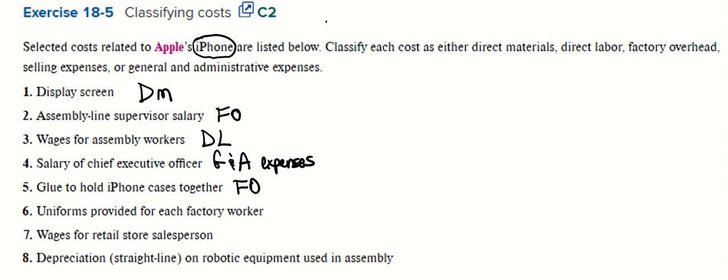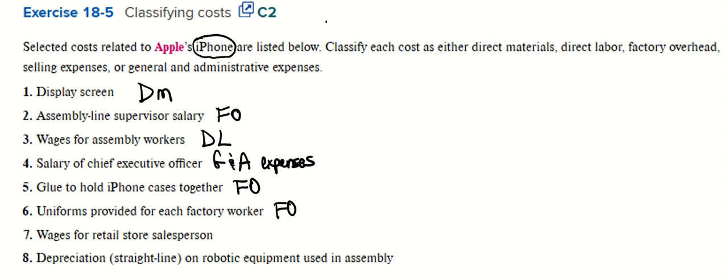Number 6, you've got uniforms provided for each factory worker. That's also going to be factory overhead, so FO. Uniforms are just clothes. So it's not going to be a direct material, because it's not a material used to produce the phone or the product. Instead, these are uniforms the workers wear to work in. It's an indirect cost because the workers need some type of uniform, maybe required for them to be in the factory and do their jobs. So it is going to be overhead, specifically factory overhead.